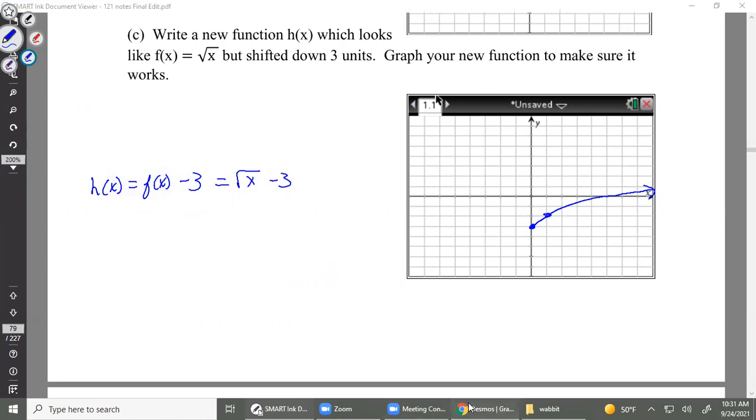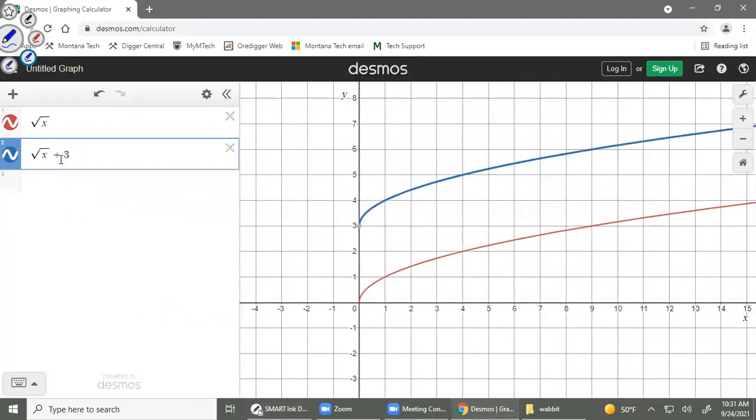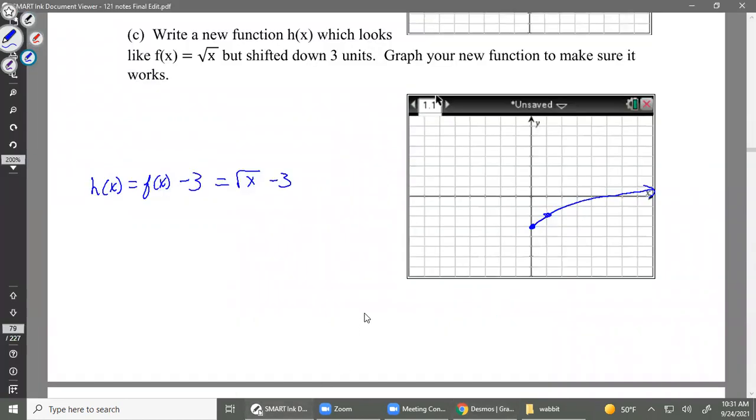I can graph this in Desmos. I'm just going to change my plus to a minus. Okay, and that is exactly what I want it to do. It shifted it down 3 units. Okay, any questions about this one? All right.